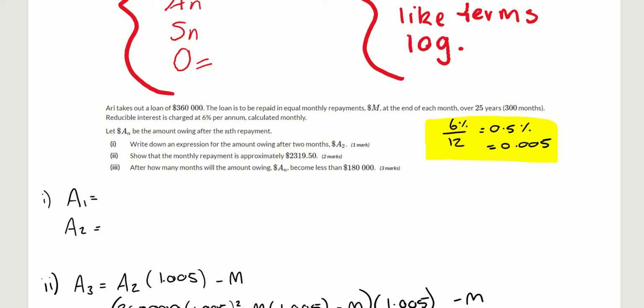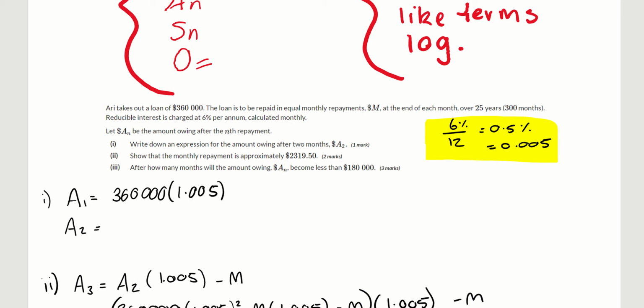And we have AN being the amount owing still after the nth repayment. So it wants us to find an expression for A2, an easy 1 mark question. So to find an expression for A2, we need to start with A1. Now think about this. A1 is what he owes after 1 month. So he's going to still owe the $360,000. But after 1 month, this is going to be charged interest.